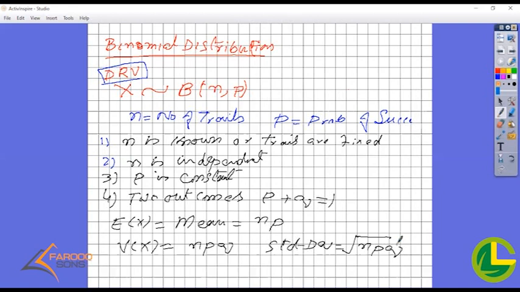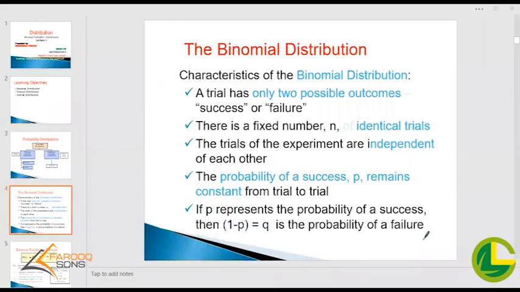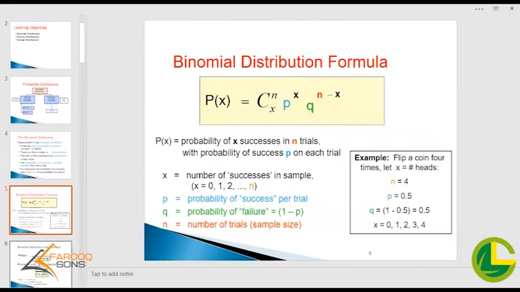Now, the formula. The formula of binomial is, I taught you these two. Actually, this is the formula. Some books use nCr p power r q power n minus r, some books use x, no matter. x or r is the number of successes required, what you want. So you can do it this way.